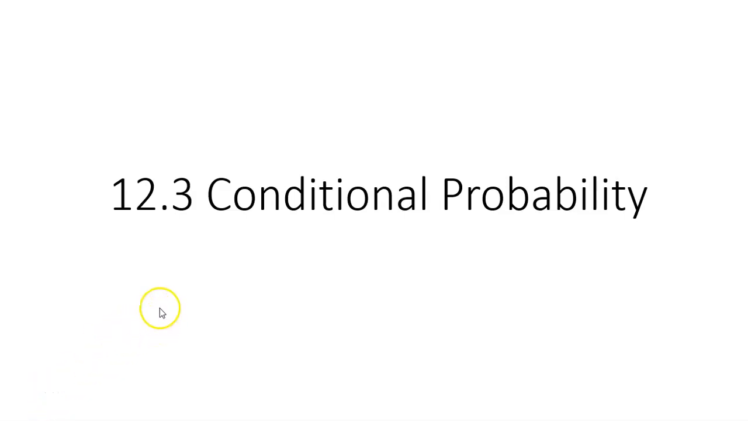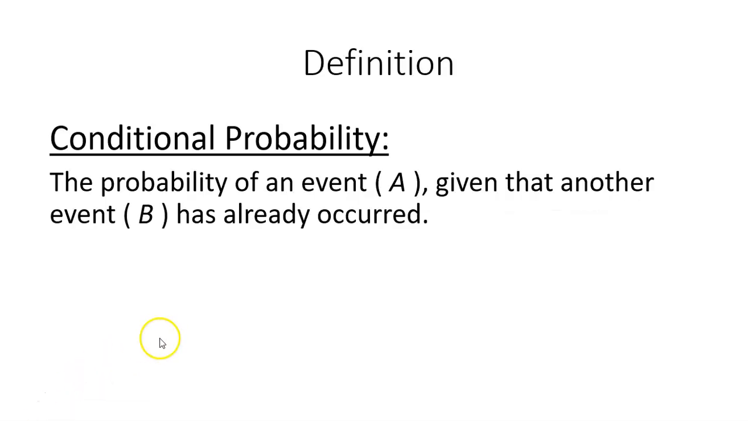Alright, this video is 12.3 conditional probability. So today we're going to be talking more about probability. First we're going to start with the definition of what conditional probability is. Conditional probability is the probability of an event, called event A, that will occur given that another event, event B, has already occurred. Okay. So let's look a little bit more about what that means.